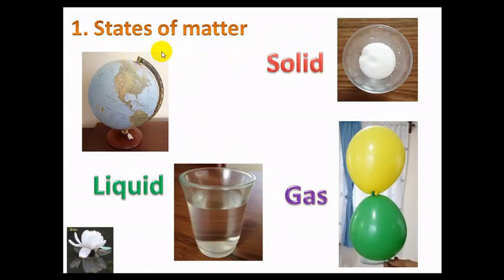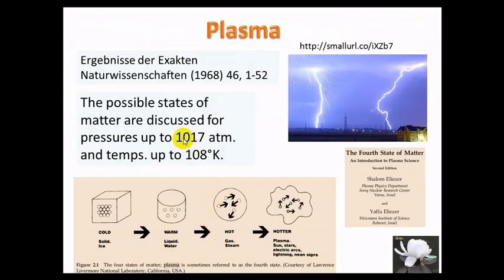In our world, it's easy to recognize three states of matter: solid, the gas inside the balloon, and liquid. However, there are two other states of matter. The fourth state of matter is plasma, when the gas is ionized at a pressure of 10^17 atmosphere and a temperature of 10^8 Kelvin. Some examples of plasma are the sun, stars, and electric arcs.